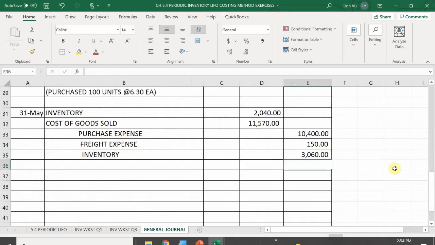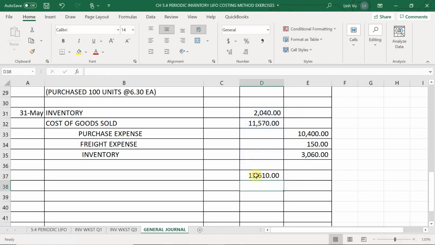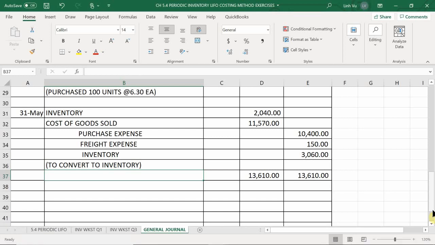So therefore, rule of thumb here is we need to make sure that we sum our total debits and credits. We have a total of 13,600 on the left, and we have a total of 13,610 on the right. To conclude our journal, we're just going to complete it with to convert to inventory. Good. Any questions in regards to this?